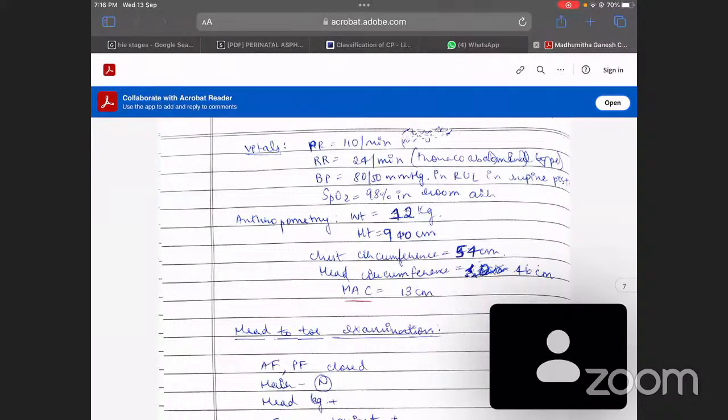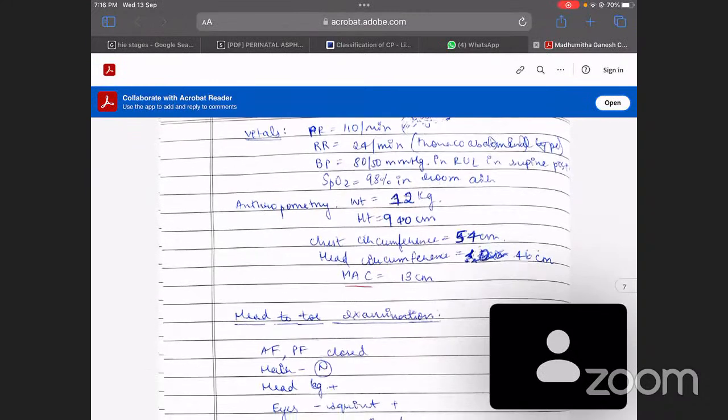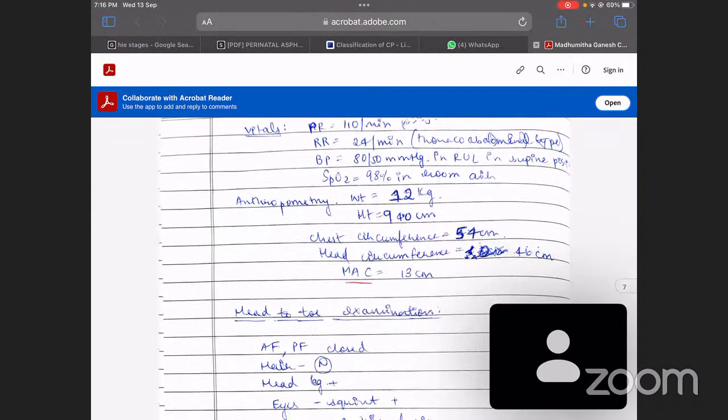Okay, then tell about that. I think vitals are within normal limit, right? Yes, sir. Now the important concept is anthropometry. Now tell me about the anthropometry.